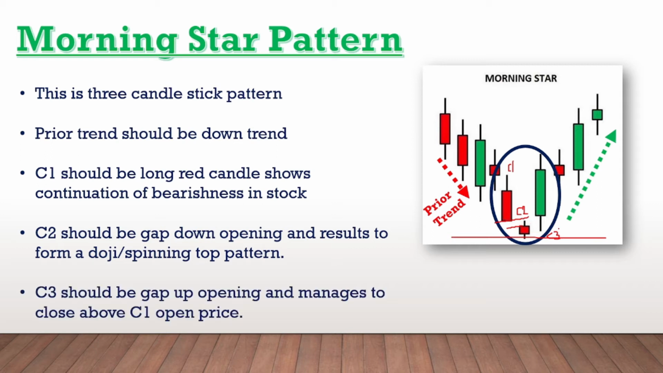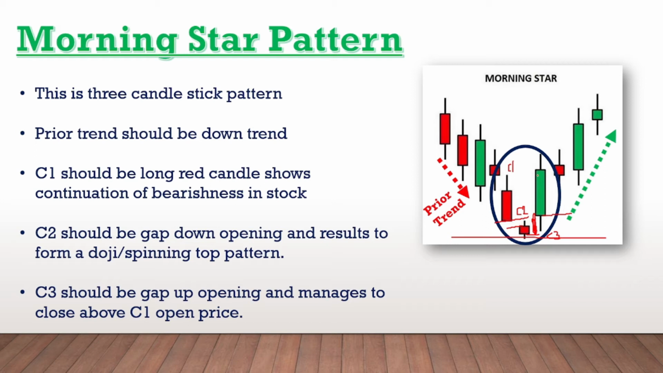Now, candle C3. If you clearly notice, again in C3 there is a gap up opening, and it manages to close above the C1 price, right? So if you clearly see, friends, this is the close price of candle C2, correct? And this is the open price of candle C3. And if you see, there is this gap, where there is a gap up in the market. So after some indecision in the market, in the next trading session, there is a gap up.